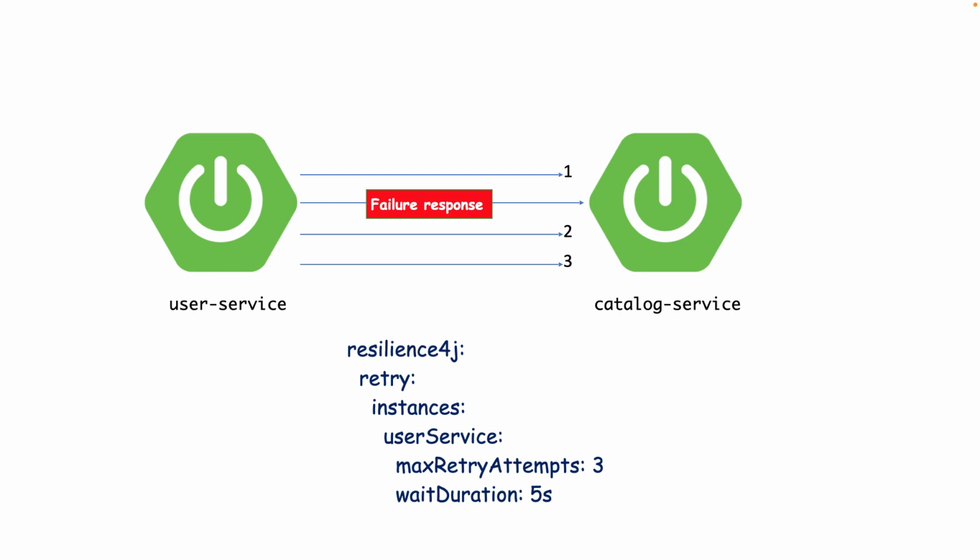Max retry attempts means the maximum number of attempts you can make from user service to catalog service, and every 5 seconds it will attempt once. That's the reason we set the wait duration. We'll understand this in our code, so without any further delay, let's implement this in action.